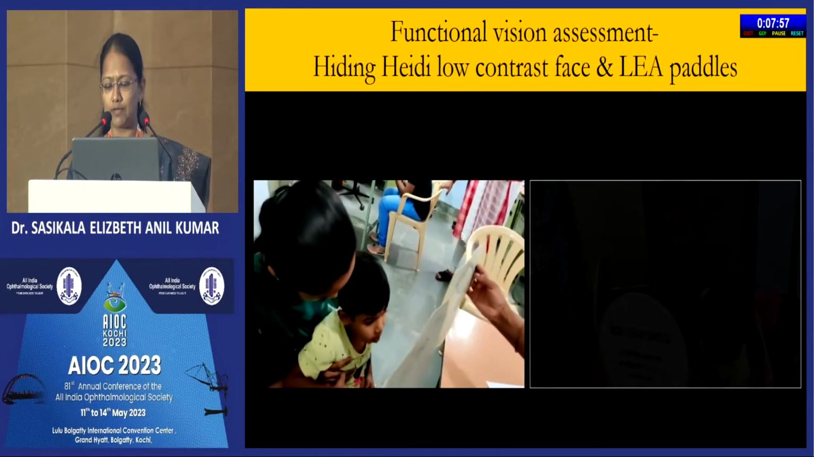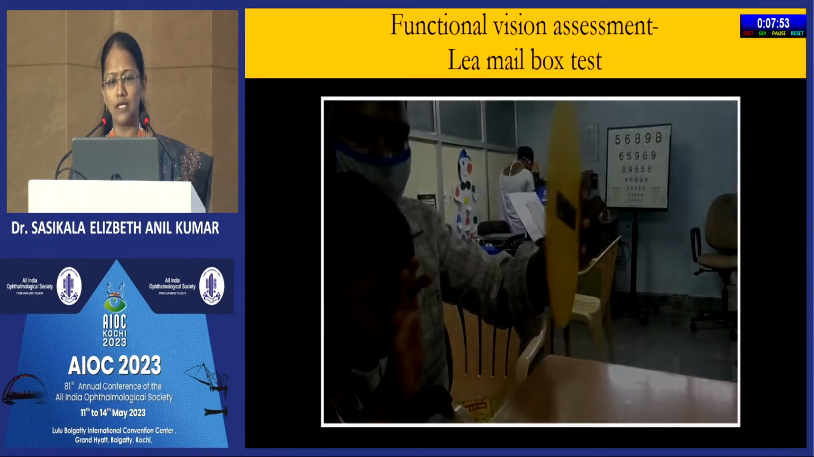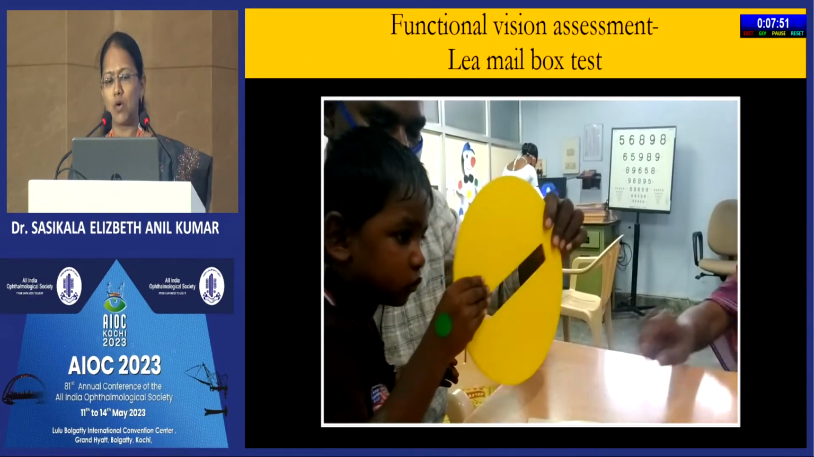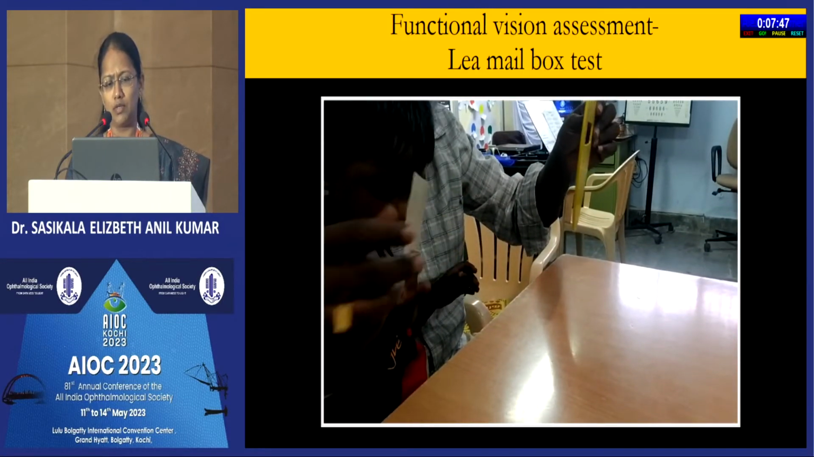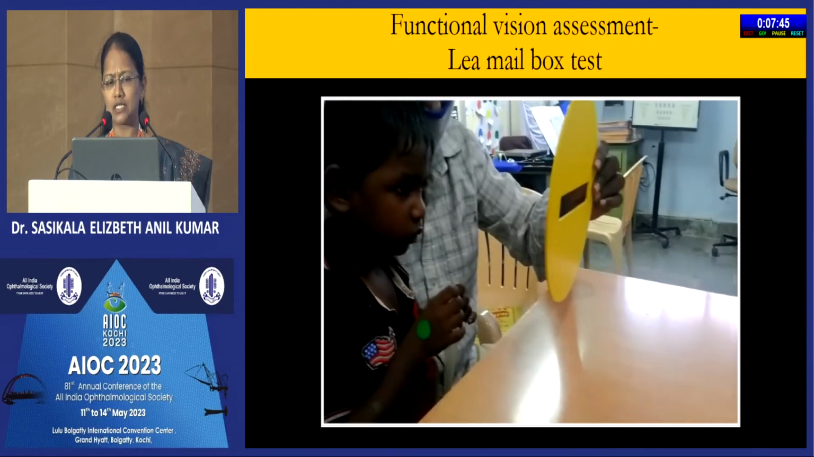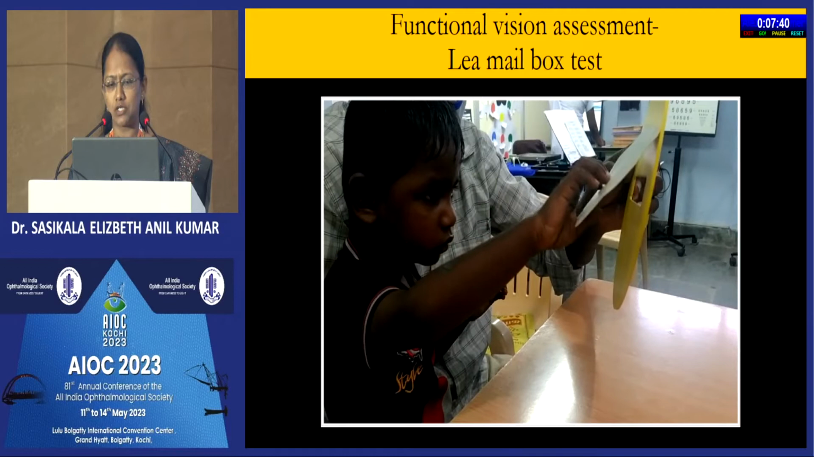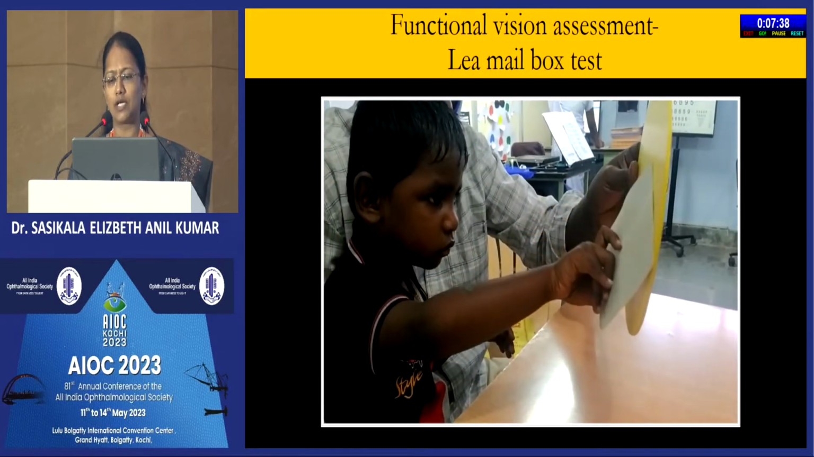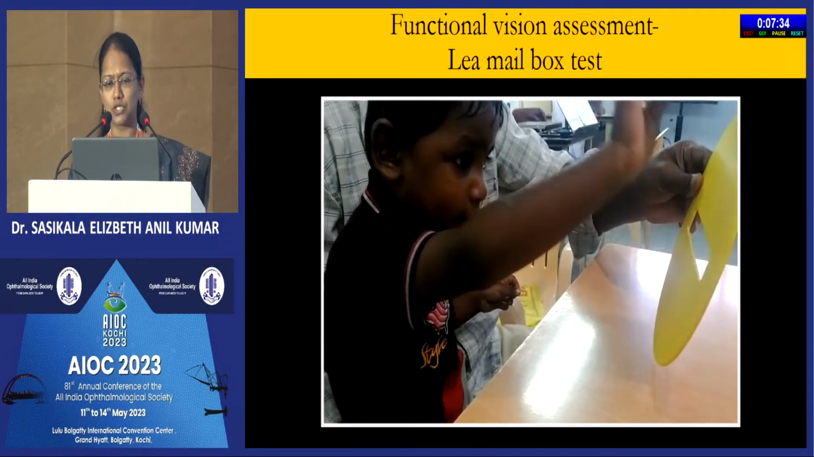So where the child fixates, sometimes momentarily only, you will be getting a clue about the grade of the vision for the child. This is a LEA mailbox test to see the visual spatial orientation for this child. Here you can see that the child is keenly watching and able to fixate, but his coordination and spatial orientation is less. You can use it for direction wise also. It can be held in the horizontal and vertical position.